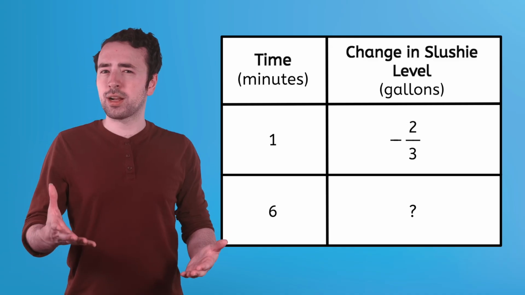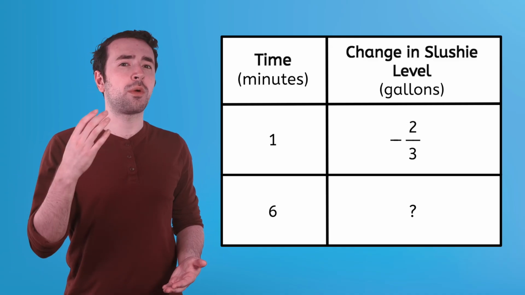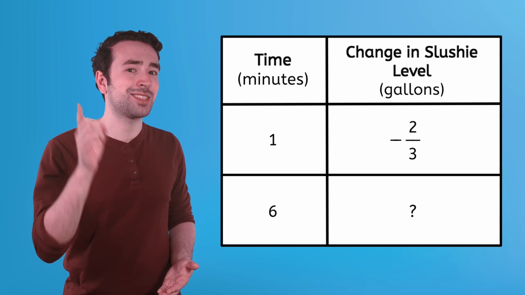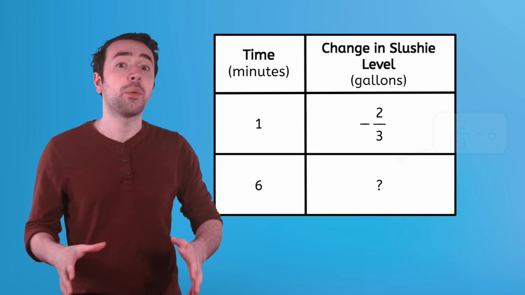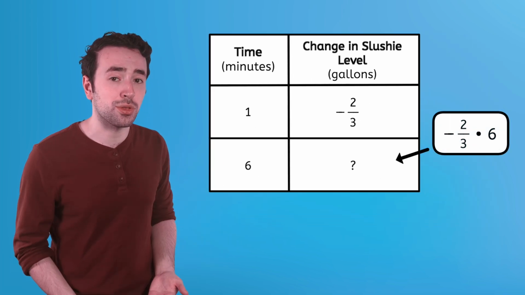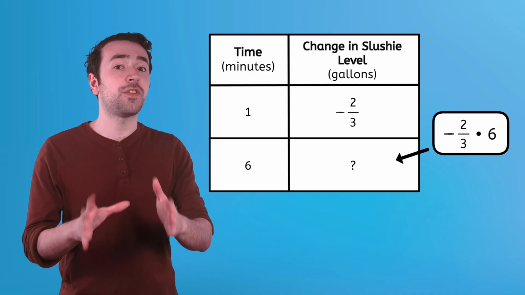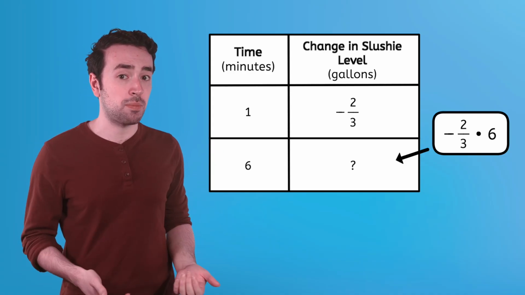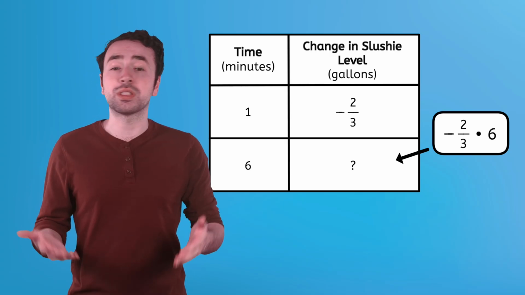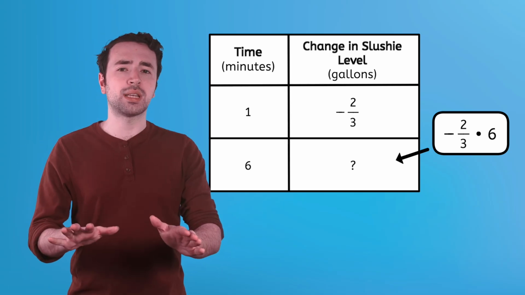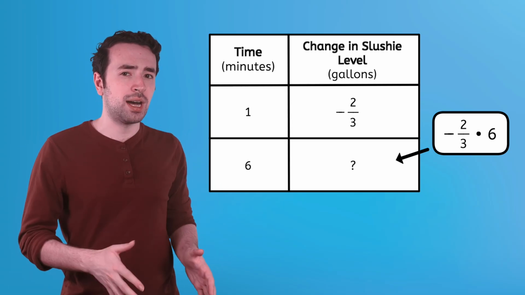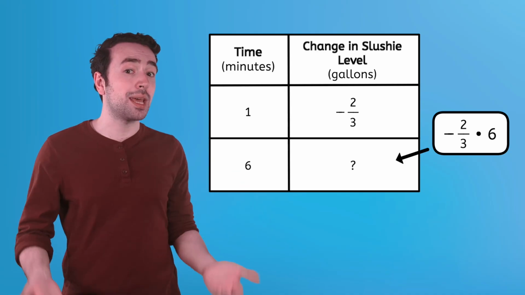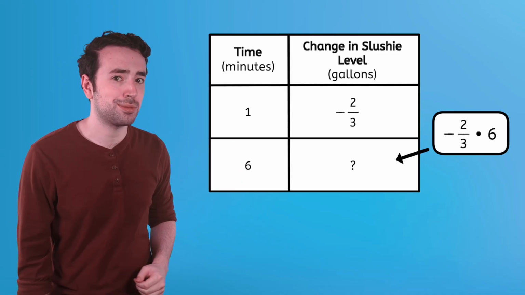What mathematical operation do we use for our repeated constant change? Yes, multiplication. So we need to multiply negative 2/3 by 6 to find the total number of gallons that'll be drained after 6 minutes. When multiplying integers and decimals, we ignore the signs and multiply the values as positives. Then we apply the sign to the answer. We can use the same strategy with fractions.